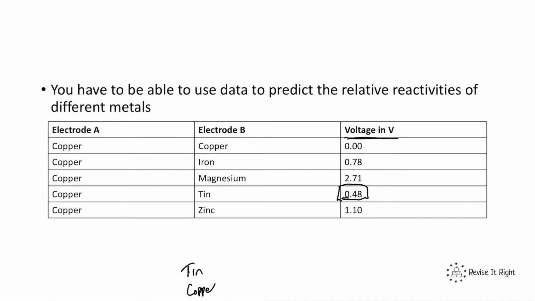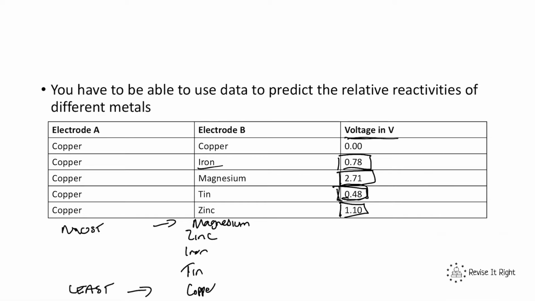And then if we look it up, it's iron at 0.78 is the next smallest. So it's going to be iron. And then it's zinc with 1.1. And then the biggest voltage is magnesium. So the biggest voltage here is magnesium, and that tells you that must be the most reactive. So you can see here the most reactive one is given the biggest voltage. Here we've got the most reactive, and here we've got the least reactive.